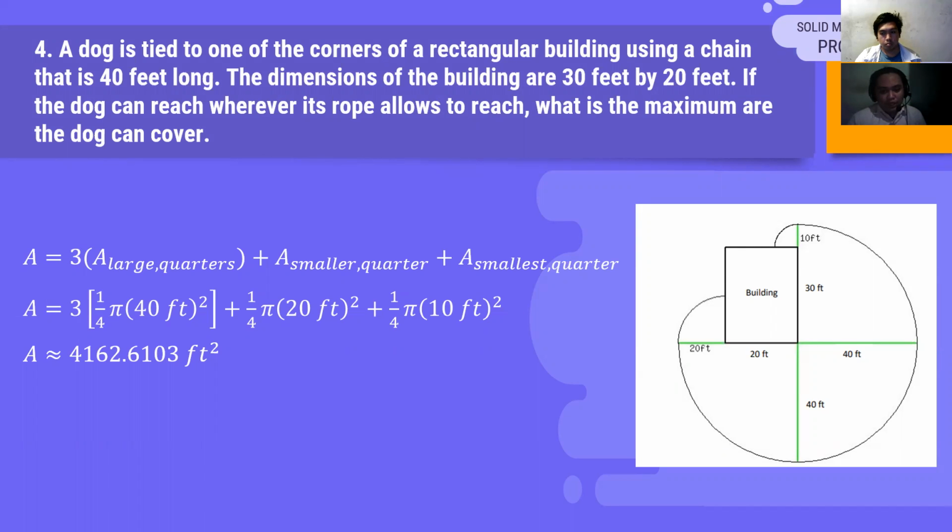Visualizing the problem is the figure on the right. The shape consists of 3/4 of a large circle with radius 40 feet, 1/4 of a smaller circle with radius 20 feet, and another 1/4 of the smallest circle with radius 10 feet. Finding their respective areas and adding them, we can get the area of 4,162.6103 feet squared.